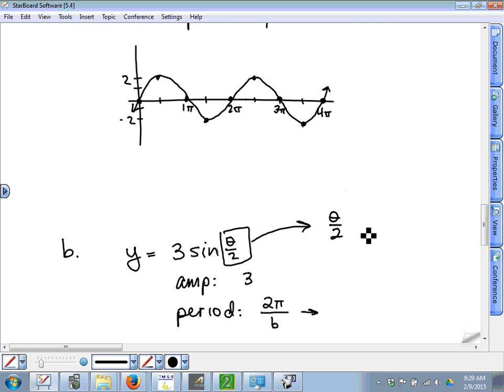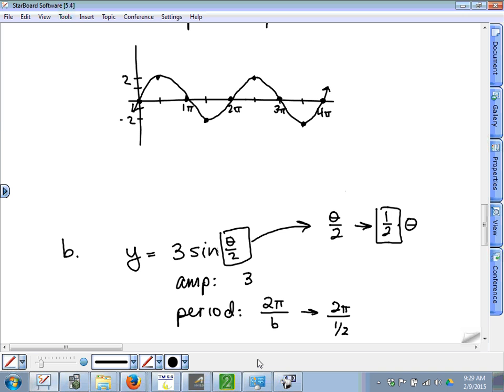Theta over 2 is the same thing as 1/2 times theta. They're equal to each other. And it's more commonly written as theta over 2. But you just got to remember it's 1/2 times theta. So I'm going to ask it again. What number is in front of theta? 1/2 is in front of theta. So that's your b value. So it's 2 pi divided by 1/2.